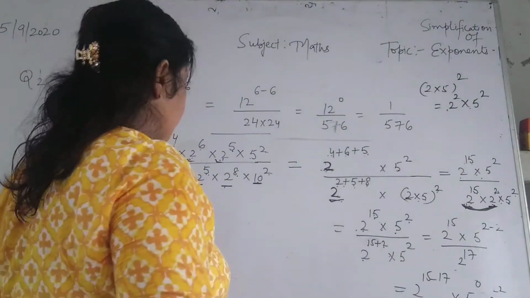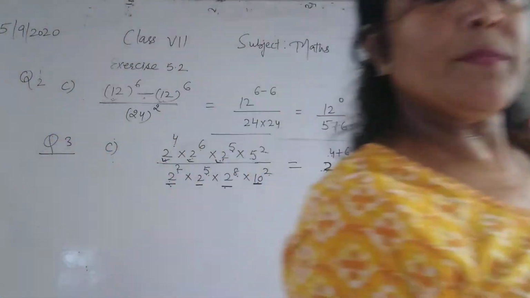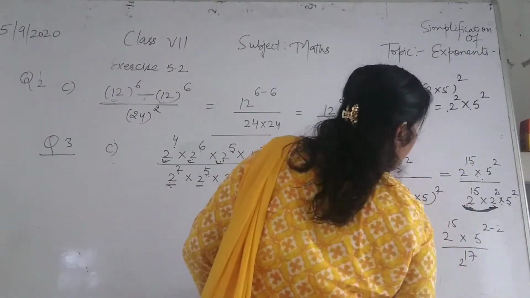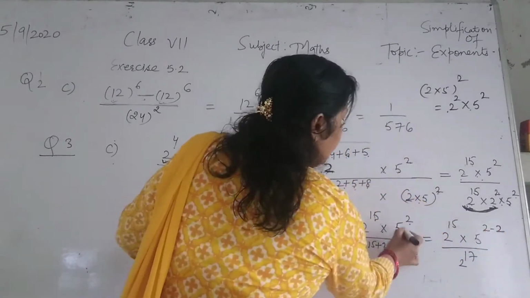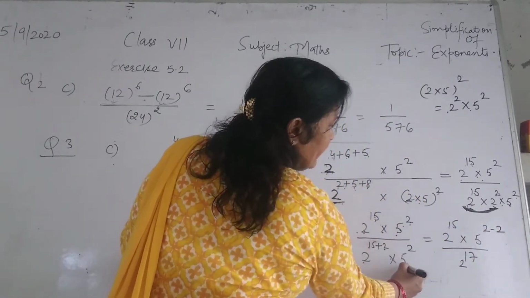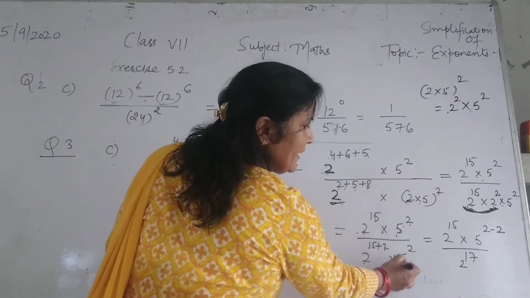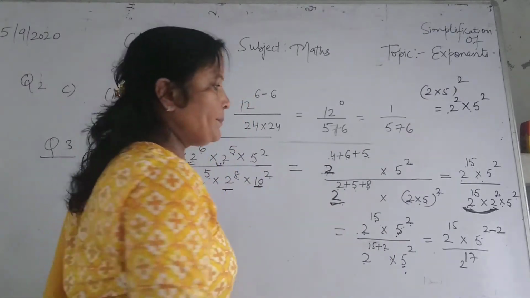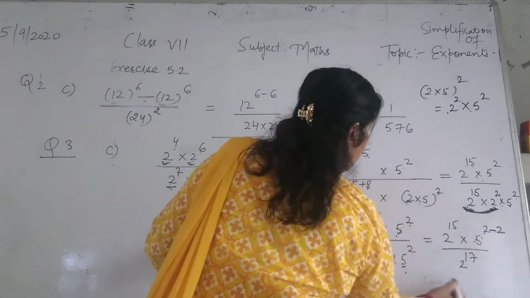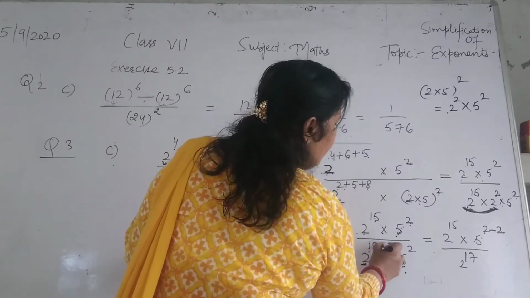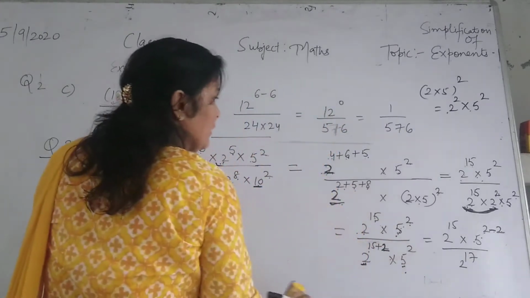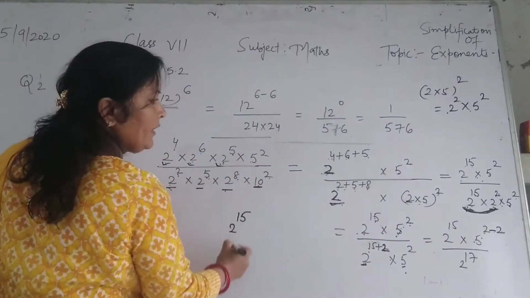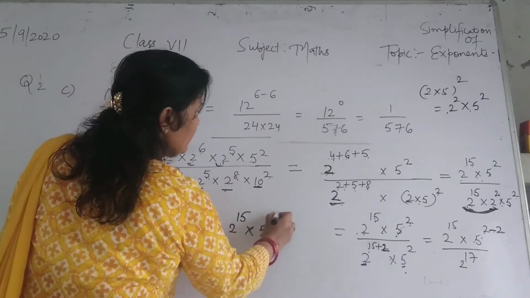Write it as it is. Okay, then here this is division: 5 raised to power 2 divided by 5 raised to power 2. Division is there, so the power will be subtracted. 5 raised to power 2 minus 2, and you are left with 2 raised to power 15 plus 2, which is 17. Okay. Now this can be written as 2 raised to power 15 into 5 raised to power 0.